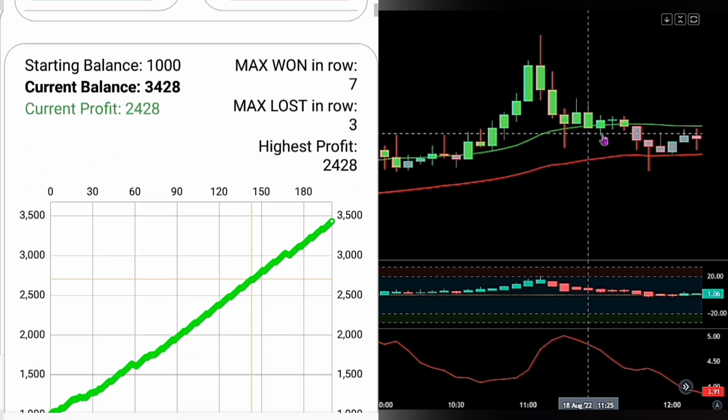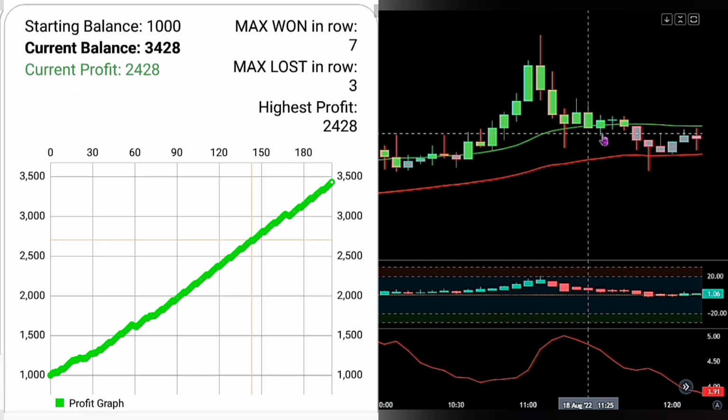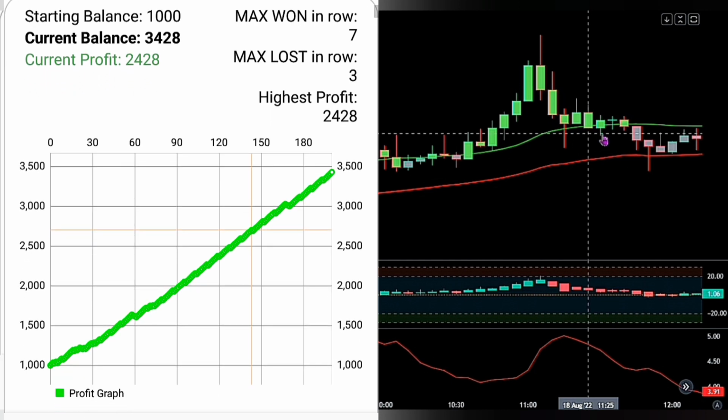Although commissions and spread fees would eat up some of the profit in real trading, because it was not included in the backtest. So you definitely want to expect that number to be lower when trading live. The profit factor for this strategy is looking good, I guess. And we had 7 wins in a row against 3 losses in a row. So yeah, I'm definitely happy with these results.